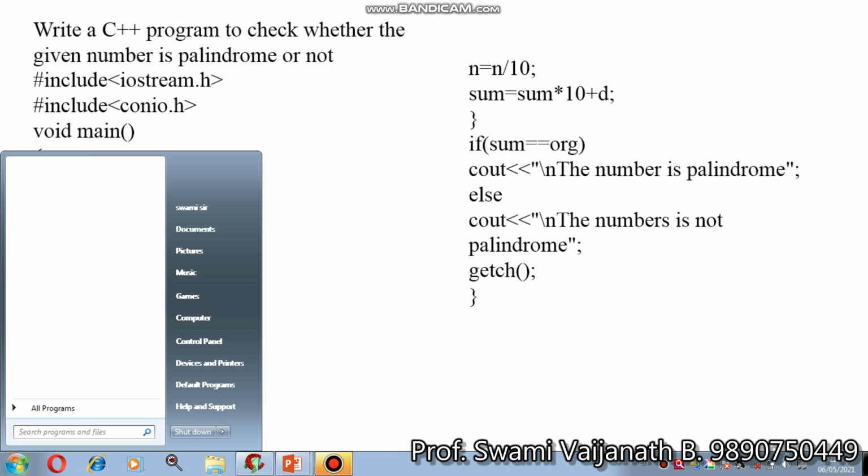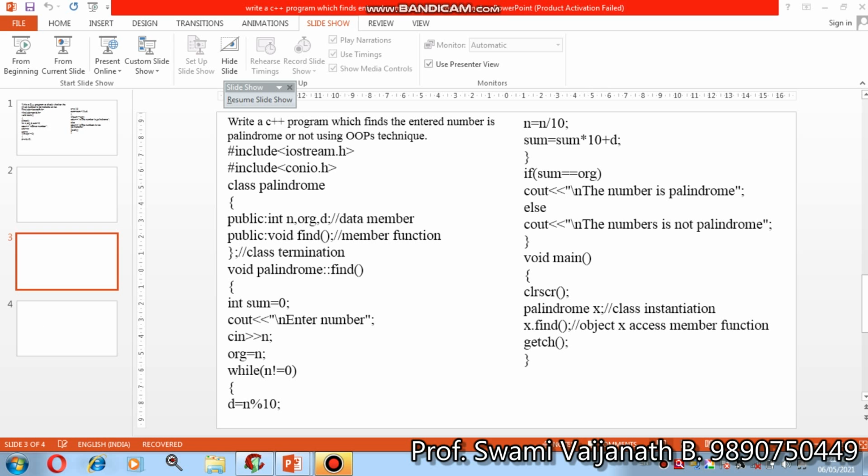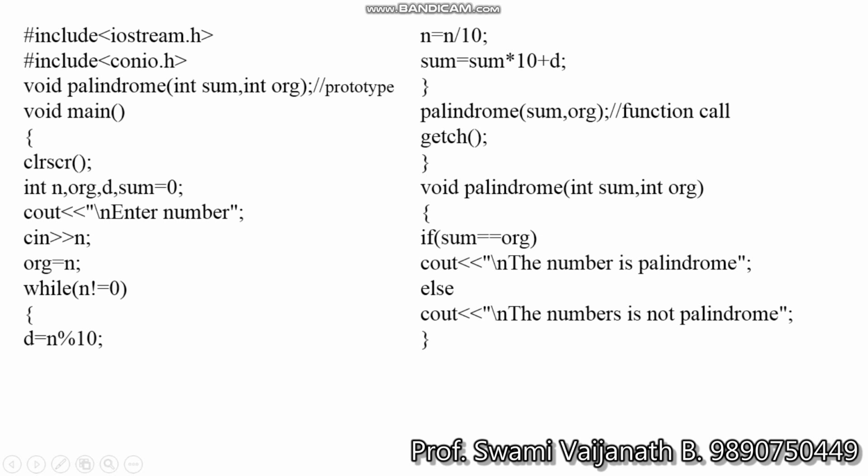After discussing this without function, the same program is discussed with function, that is, write a C++ program which finds whether the entered number is palindrome or not using a function. A function has three terms we already know: function prototype, function call, and function definition. So void palindrome int sum, int org, above the main function, is called a function prototype.